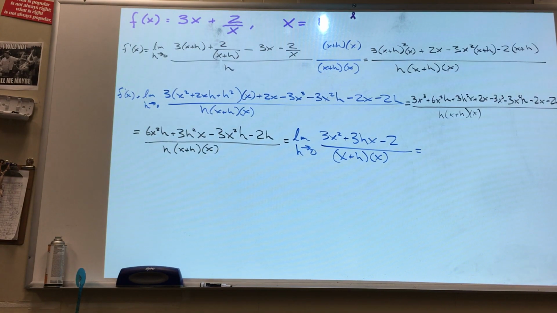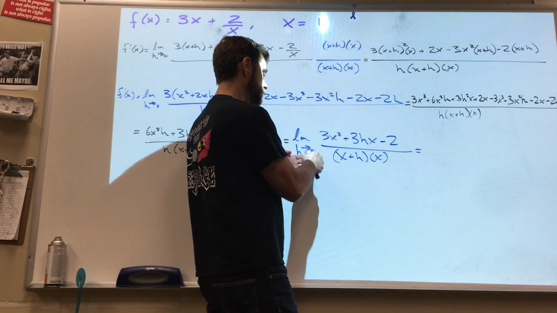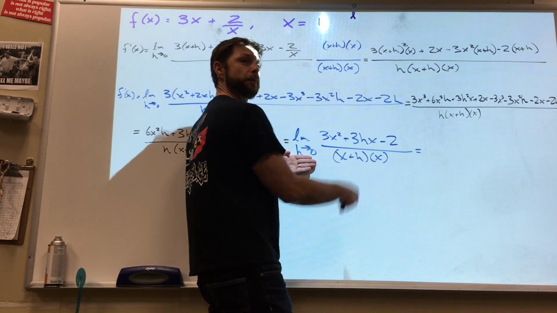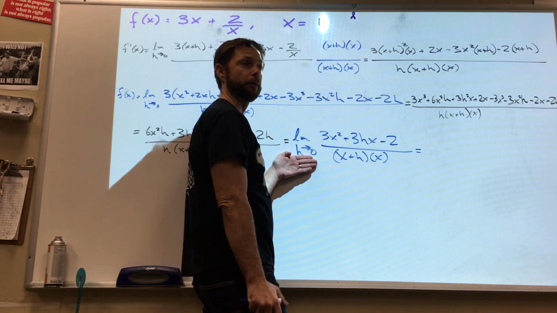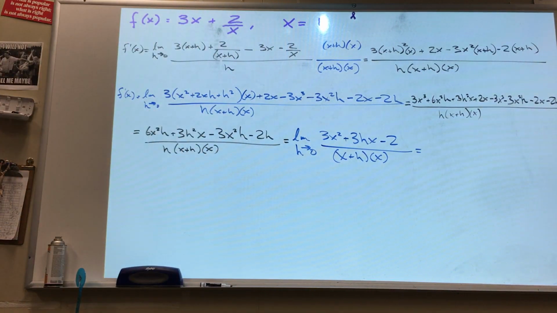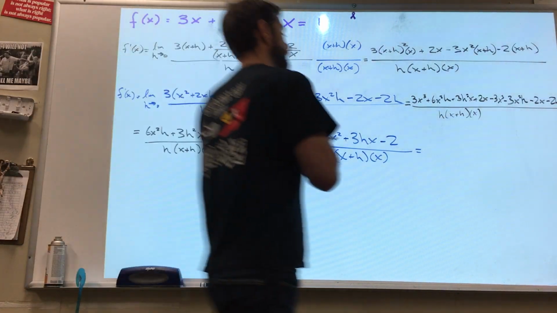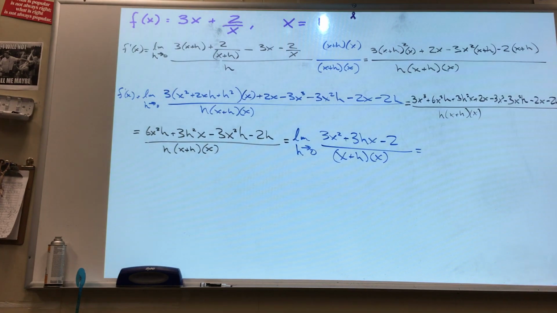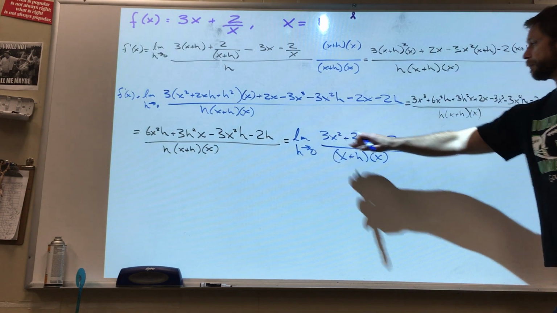So let's apply the limit now. Because now we can apply the limit, because when I put 0 in for h, division by 0 is not happening. We're not seeing that part. We've removed that discontinuity. It's still there, still doesn't exist there, but it's now a limit. Come up to it. So plug it all in.